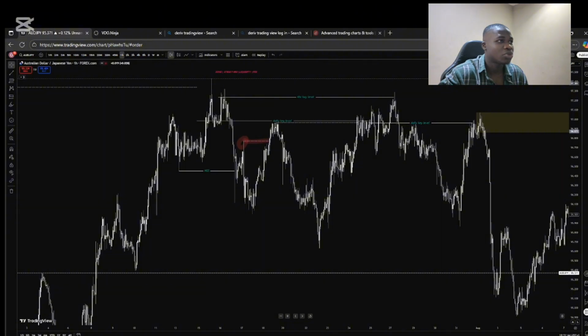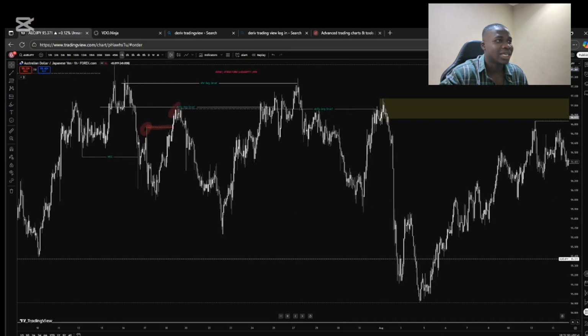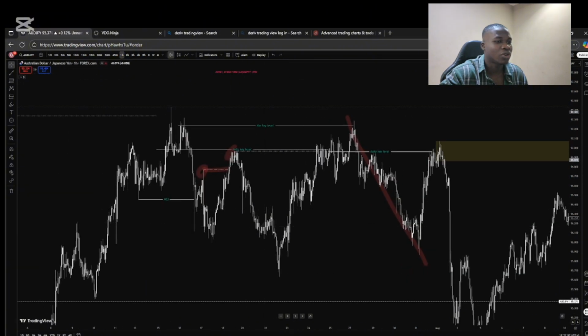And guess what price came to do? Price came to raise that high as liquidity. When price came to raise that high as liquidity, then price starts dumping. That is the exact main cause of all this dumping.